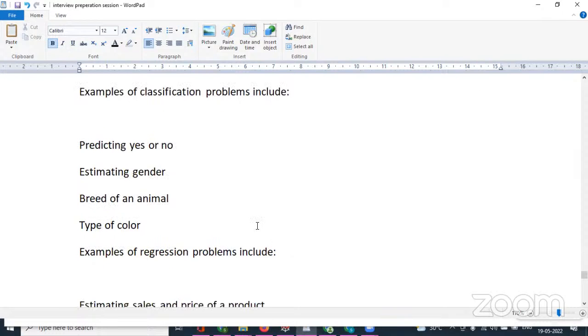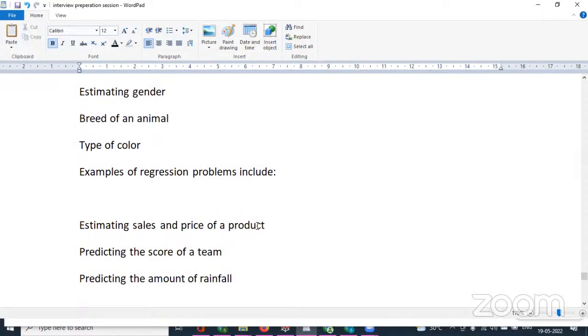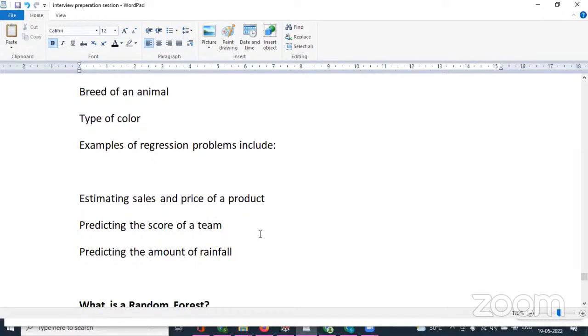When it comes to regression, examples are sales, how much sales and how much profit you are getting, how much score a team has, yield, and predicting the amount of rainfall. So these all come under regression.